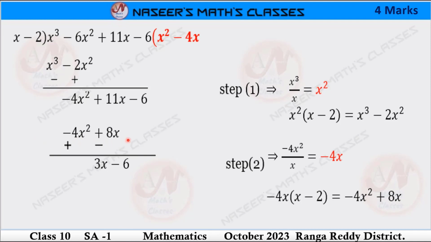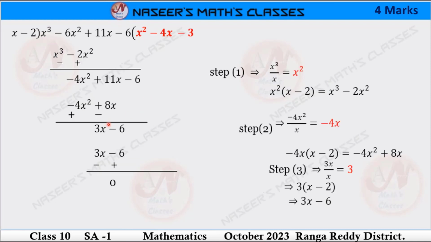To simplify this step, change the signs. Then minus 4x square becomes plus and plus 8x becomes minus. And we can cancel minus 4x square plus 4x square, and 11x minus 8x is written as 3x, and next we take down minus 6 as it is.